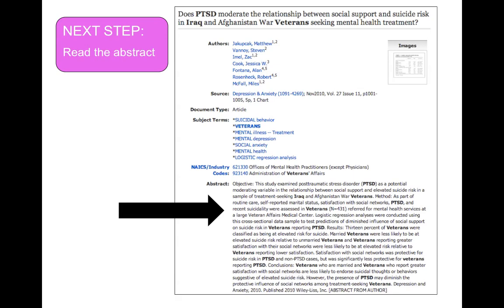The top tells us who wrote it, where it was written. It's in some kind of journal called Depression and Anxiety. Who knew that was a magazine, but it is. And then it gives me sort of the key terms here, veterans, mental illness, and so forth. And then at the bottom, I have this thing called an abstract, and an abstract is basically like a summary of what the thing was about.